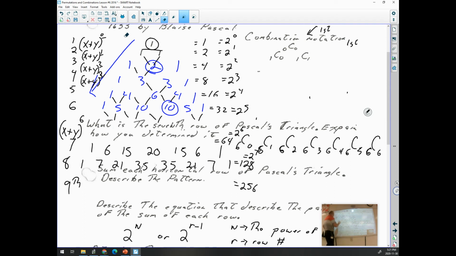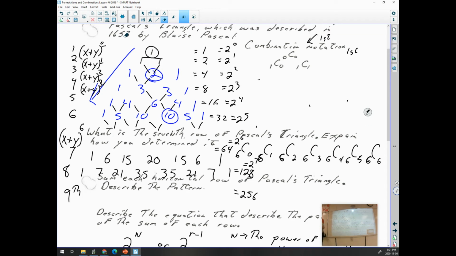Power of 4, 5 terms. Power of 5, 6 terms. Power of 6, 7 terms, and so forth. There's always one more term than the power of the expansion. You also notice that the number of terms in each row is the same as the row number. Again, that's the pattern we talked about: the row number is always one more than the power of the expansion.